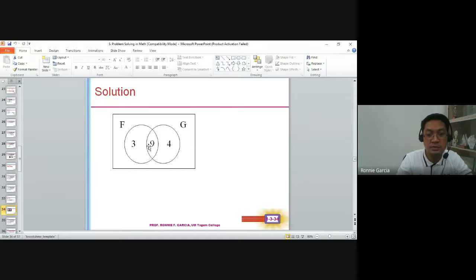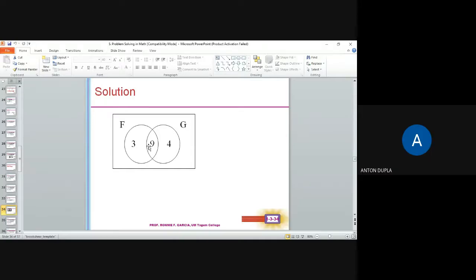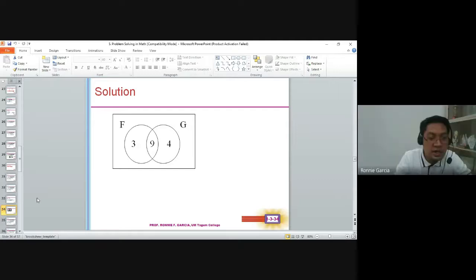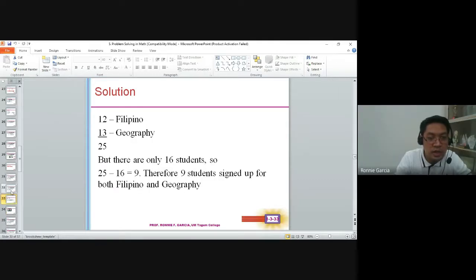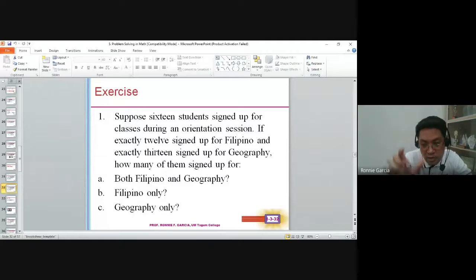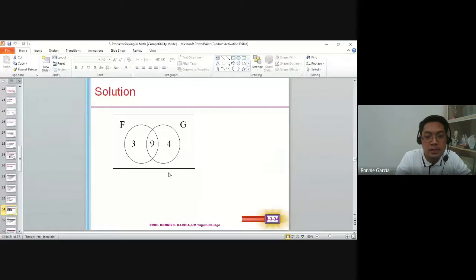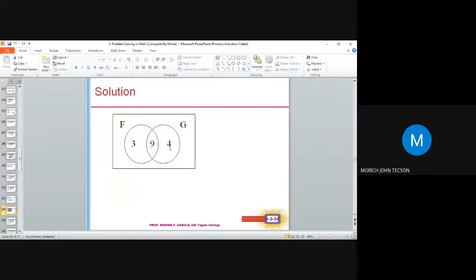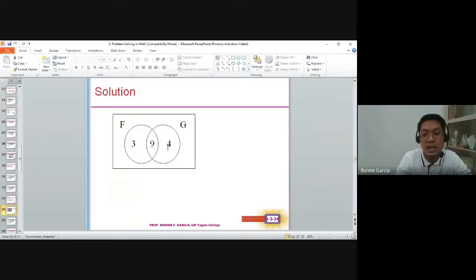Nag-gets ninyo? Yes, sir. Okay. Sa geography, ang total sa mga nag-sign up, tan-awon jud sa attendance sheet, 13 ka buok. So kung aning 9, duha man ang giapilan, para dili madoble og count, 13 minus 9, 4. So kaning 4 ka buok, wala sila laing giapilan kundi geography lang. So kung imong i-add tanan karon, 3 plus 9 plus 4, what is the total?